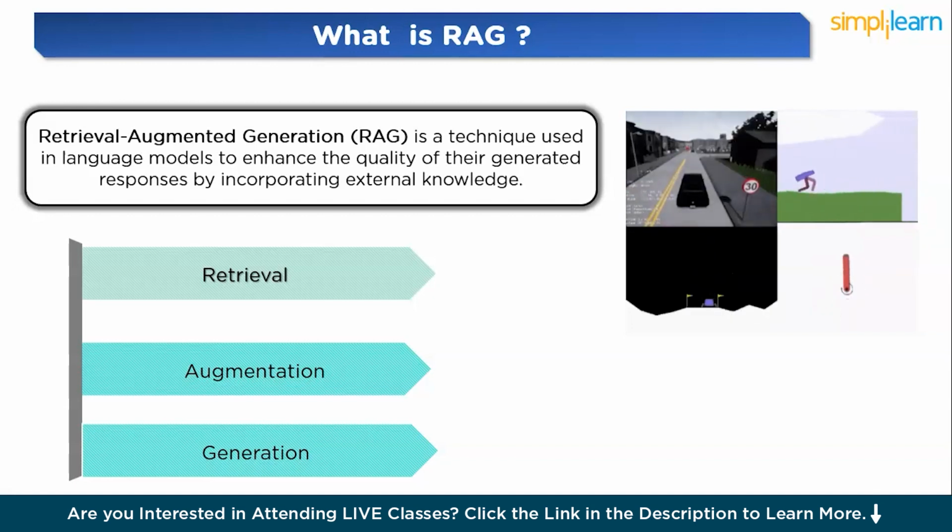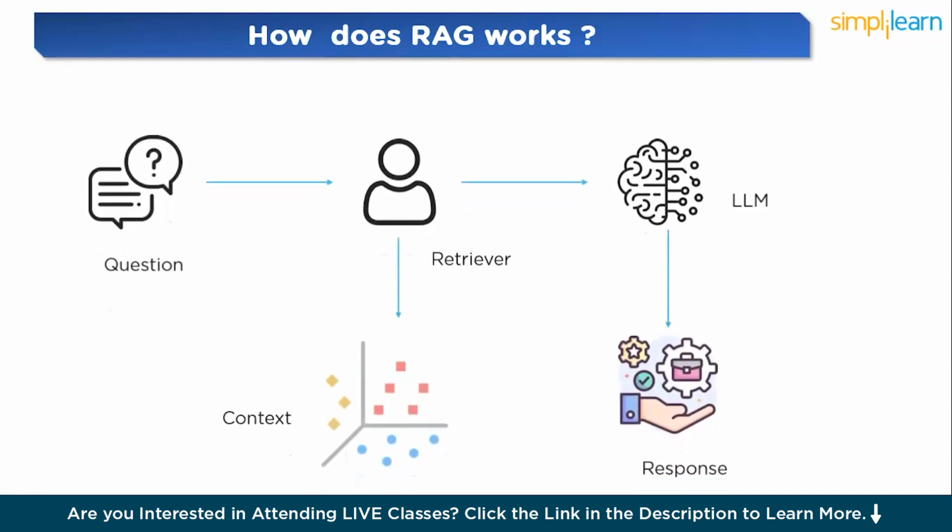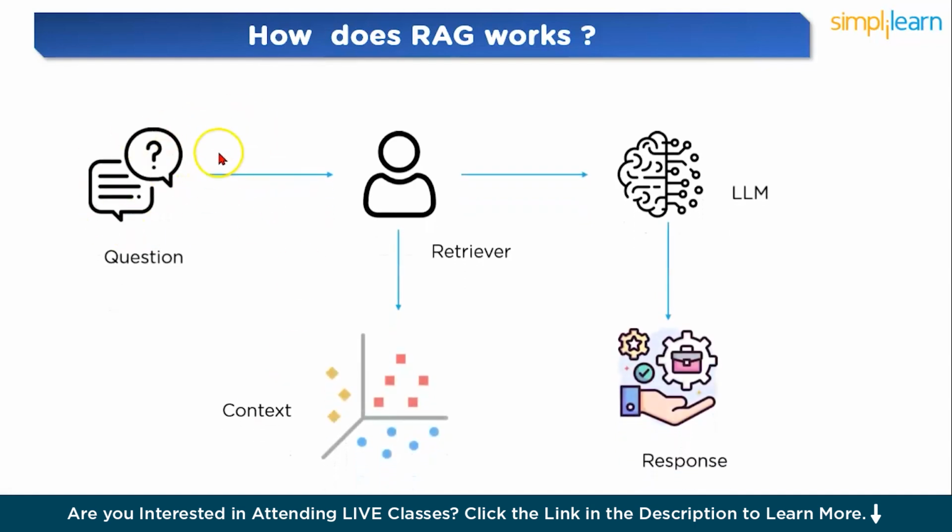Now, you would be wondering how exactly RAG works. You can see I've created a diagram here, and we are going to understand certain key parameters. There are three parameters for understanding RAG. The first one is retrieval. When a user provides a query, the system searches through an external knowledge base, like a vector database or index, and then retrieves the most relevant documents or text snippets related to the query.